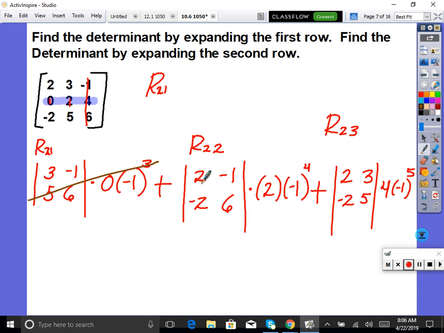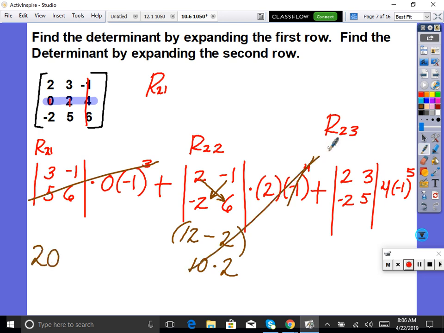So this is the minor, which is 2 times, so this one says determinant, so we have 12 minus 2, don't we? So that's a parentheses. So we have a 10, and then we're timesing that by 2, aren't we? Negative 1 to the 4th is 1, so times by 2. So we get 20. So now I've calculated this portion.